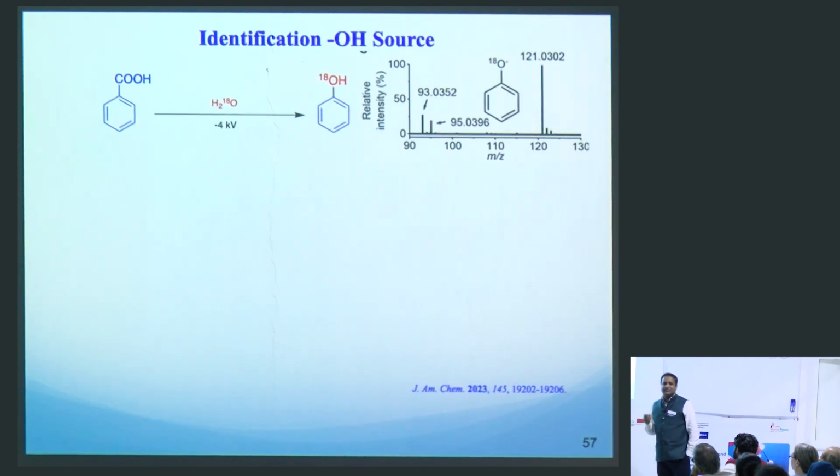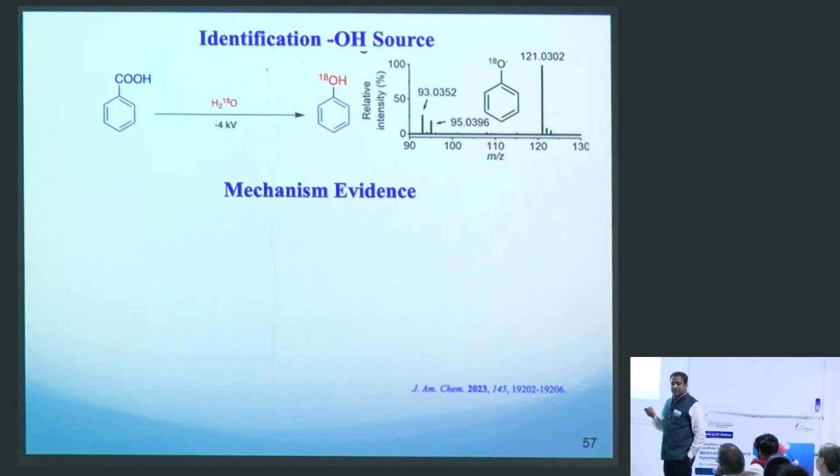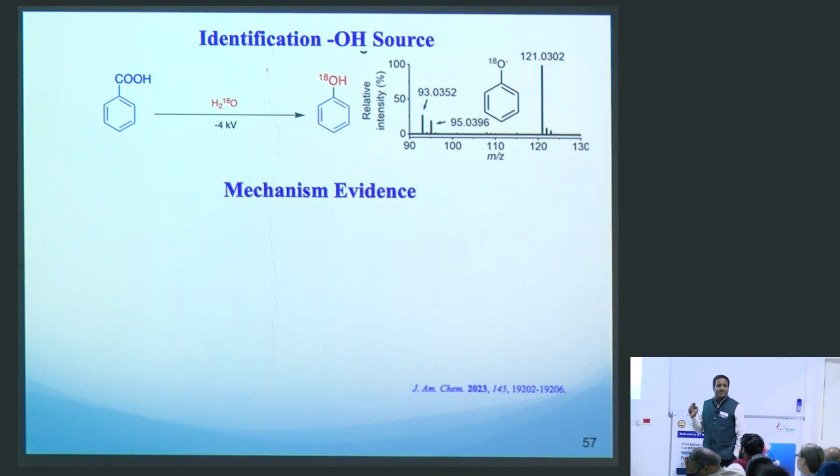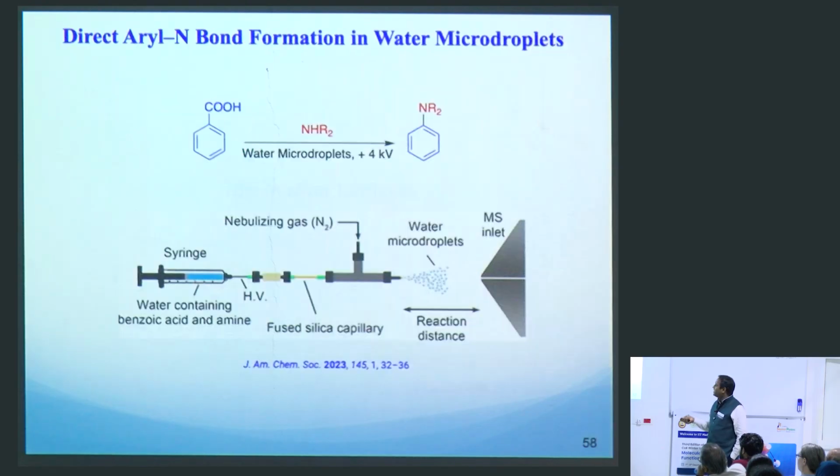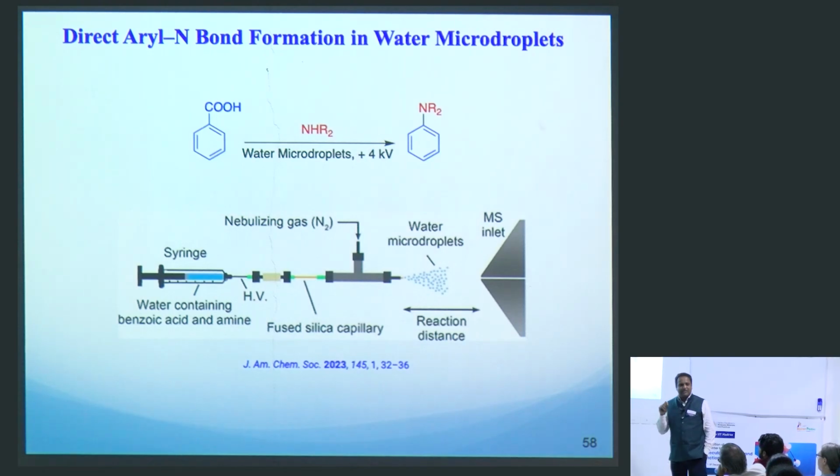To identify whether the reaction is going via microdroplet because of the water or something else, we need the OH from water for the decarboxylation of this benzoic acid if you want to convert it into the OH. So instead of water we have taken H2O18 labeled water, where we are able to see the O18 labeled product, which clearly tells that the OH comes only from the water under microdroplet conditions. Further, we also screened with TEMPO, showing the reaction goes via a radical mechanism, and then we have proved the mechanism. So I showed the aryl oxygen bond.